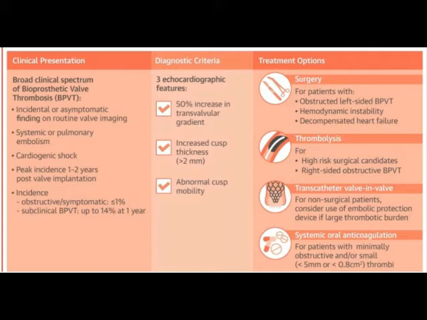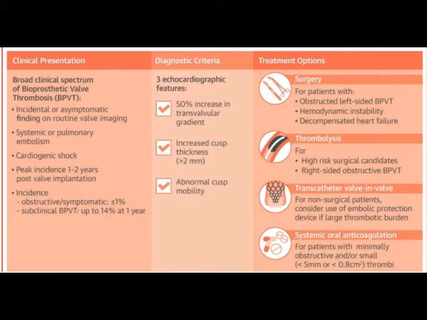Now, late prosthetic valve endocarditis, on the other hand, is a community-acquired infection that occurs more than 12 months post-op and is caused by similar microorganisms that are found in native valve endocarditis, which are Streptococcus and Staphylococcus aureus.